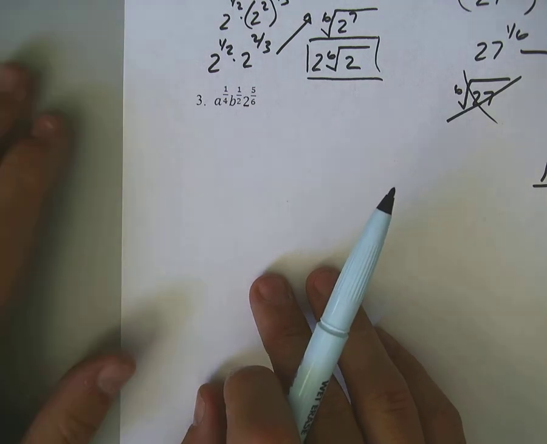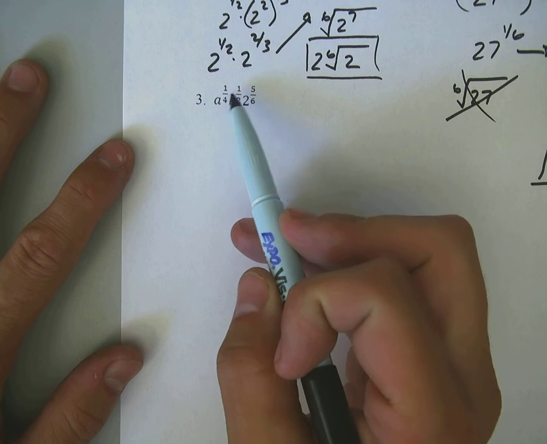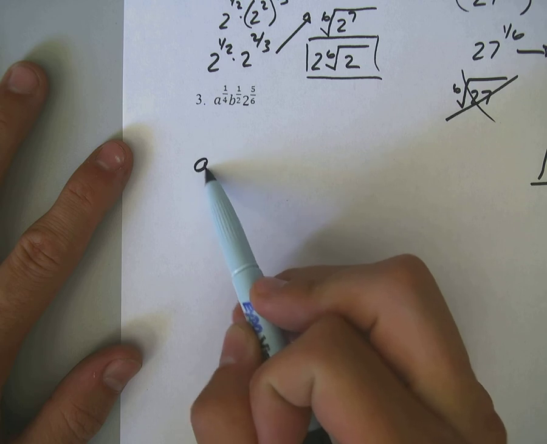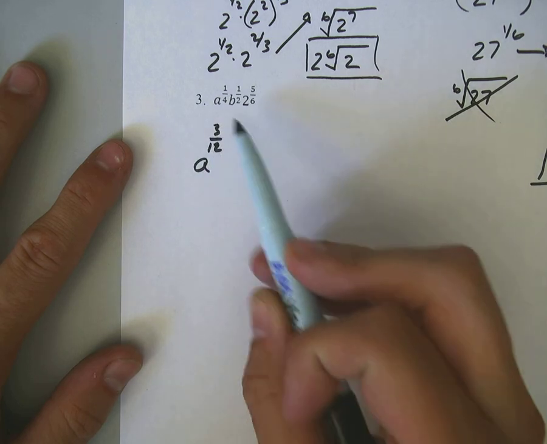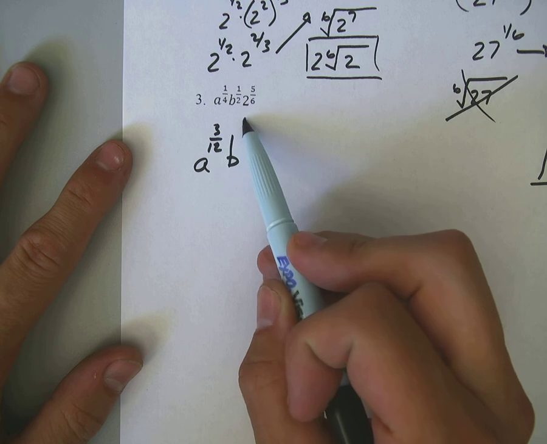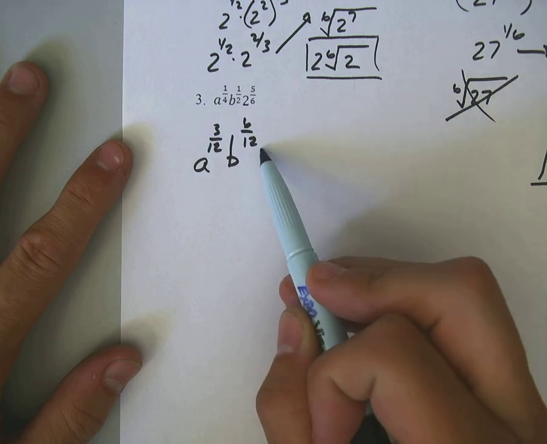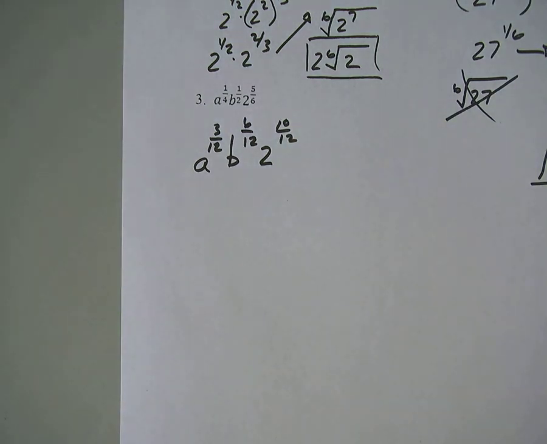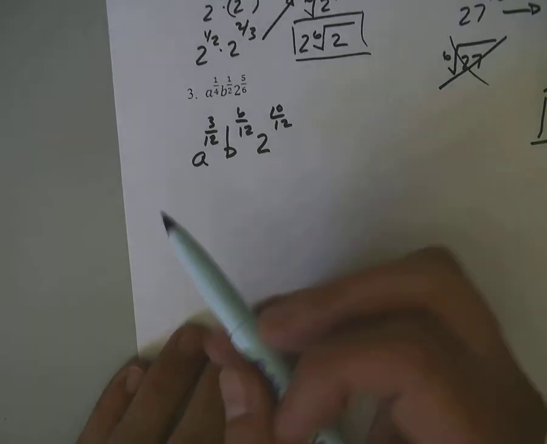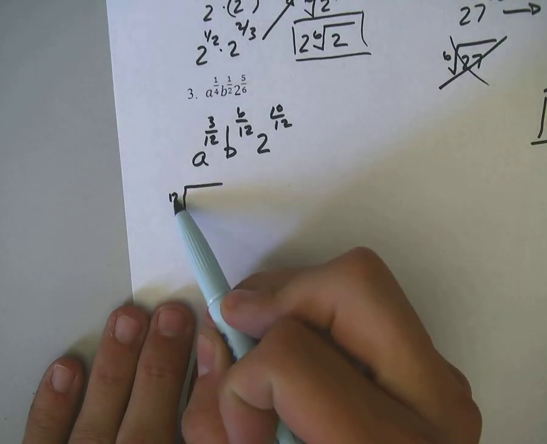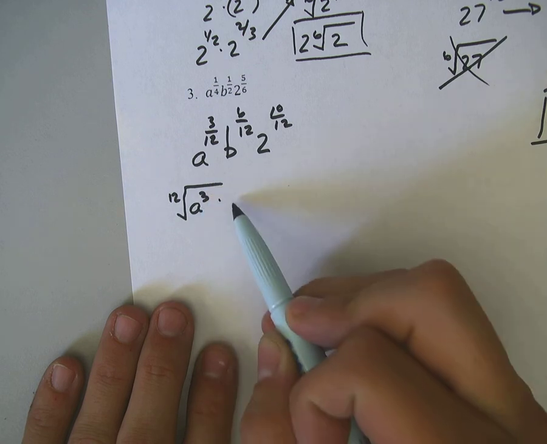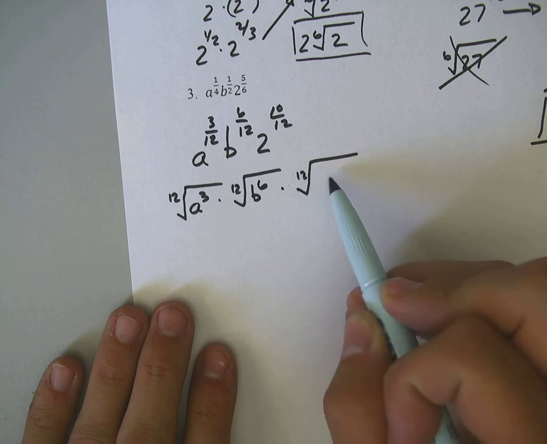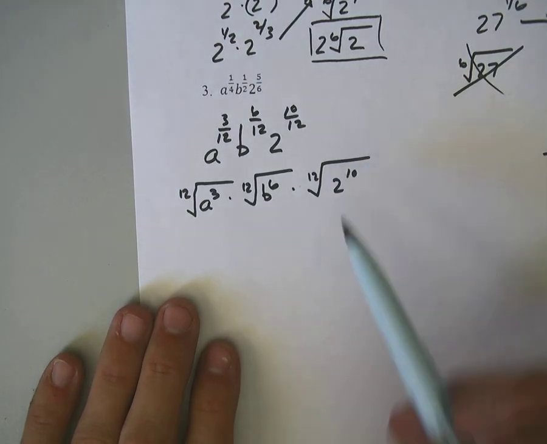So here's another strategy that we can do. What if I were to change all my fractional exponents so they had common denominators? So instead of a to the 1/4, write it as a to the 3/12. Instead of b to the 1/2, b to the 6/12. And 2 to the 10/12. Now, why would I do that? Well, the reason why I would do that is because this is the same thing. Now, this is a little bit of an unnecessary step. I'm going to write it anyways. Okay, these mean the same.